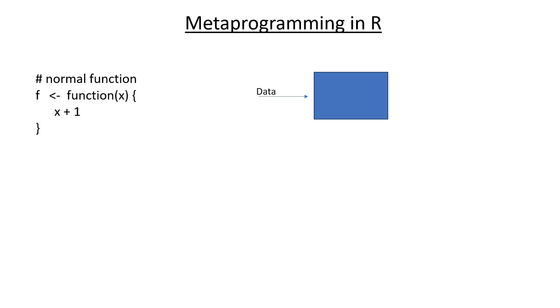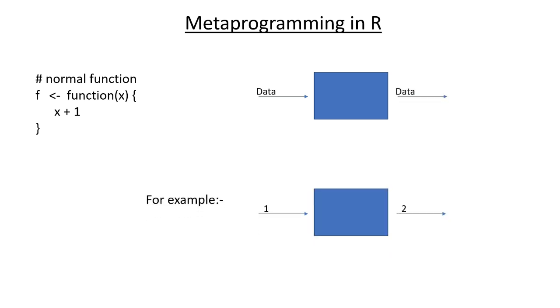So there are lots of data structures present in R. A normal function takes data as an input and returns data as an output. For example, this is a function which takes numeric data as an input, 1, and gives numeric data as an output.